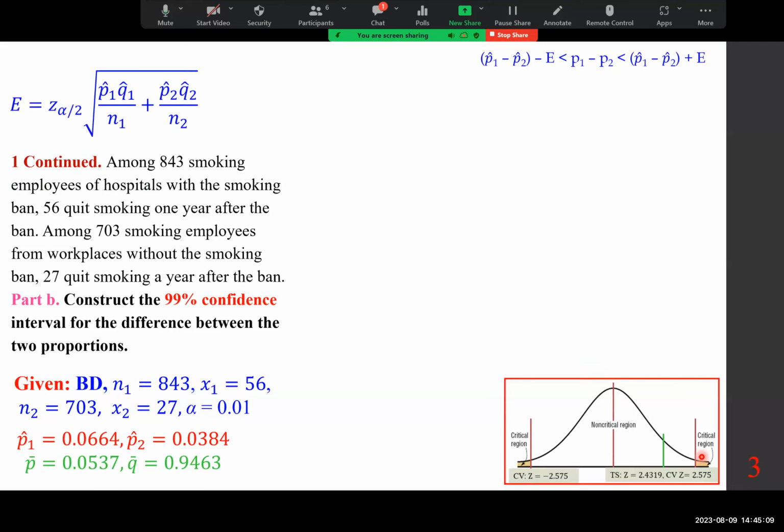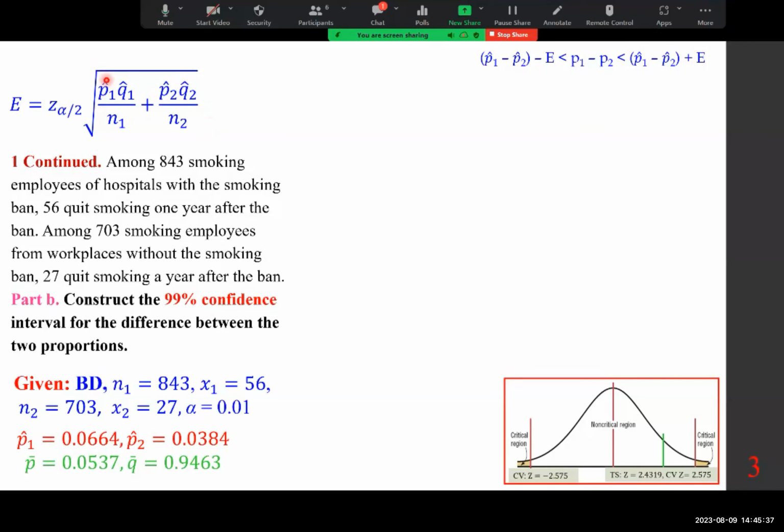So first, some of the formulas. Very similar to one sample. If you recall, the one sample was P hat plus minus E. This is P1 hat minus P2 hat, and now we add and subtract E. Now what is E? Z alpha over 2 times the square root of P1 hat Q1 hat over n sub 1 plus P2 hat Q2 hat over n sub 2. It's a more complicated formula, however, you have it in your formula sheet.